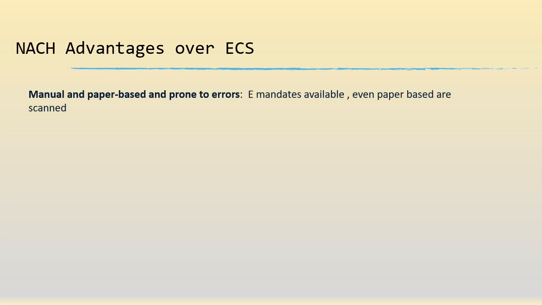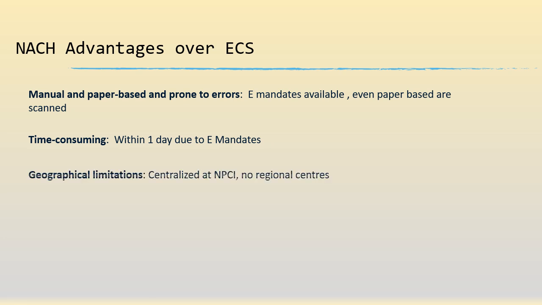This makes it very obvious why NACH has an advantage. One is that there's no paper; although we have a paper-based provision, we use the CTS infrastructure to bypass that. The e-mandates obviously made it very simple, and within one day we can have that e-mandate created. There is no geographical limitation, because now it's a centralized database having all the mandates, maintained in NPCI's database, with no regional centers. And finally, there was a lack of standardized dispute resolution earlier, but that's been bypassed because now NPCI has a very robust mechanism.